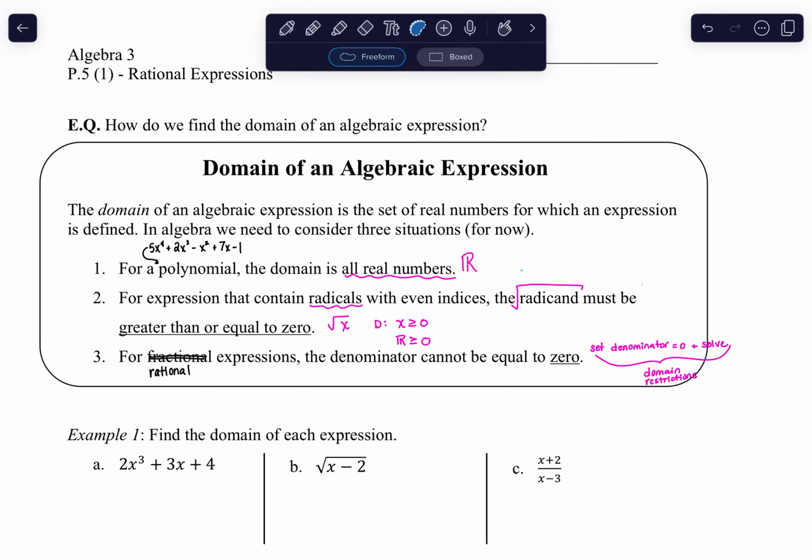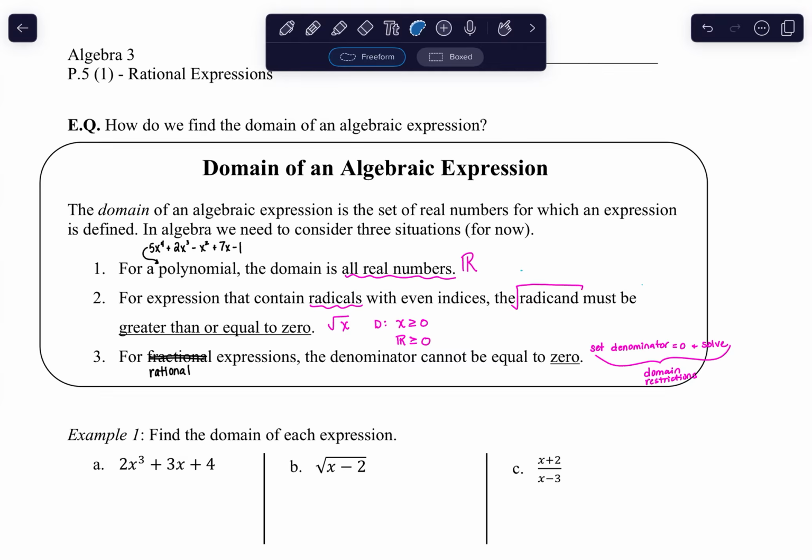Today's lesson is on rational expressions. So we're going to start off looking at the domain of a rational expression because all of P5, which is going to take us a few days to get through, we're going to have to check to make sure that we don't have any domain restrictions.